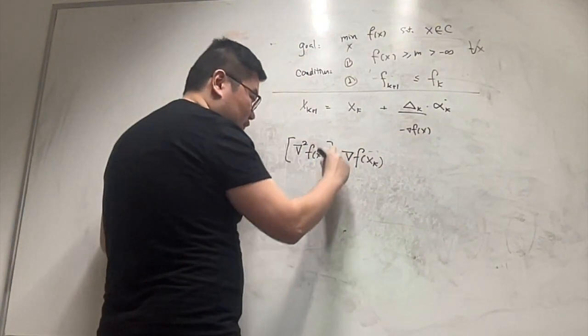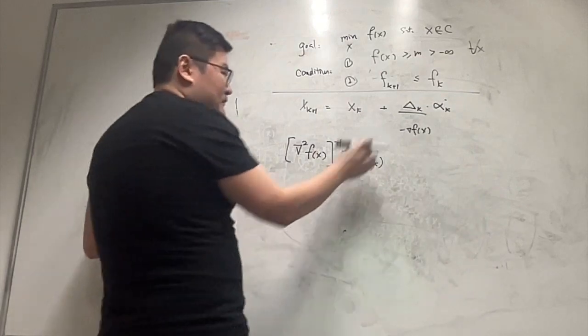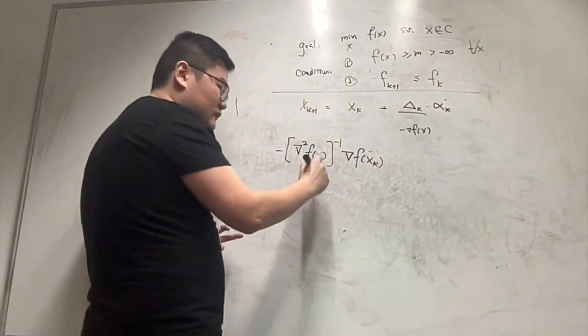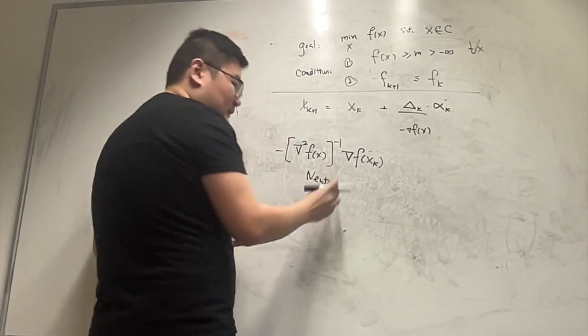This is a matrix. You take the inverse. This can be another delta. Okay, I forgot negative. Okay, this can be another delta. This is actually called Newton's direction. Okay, this is somehow invented by Newton.